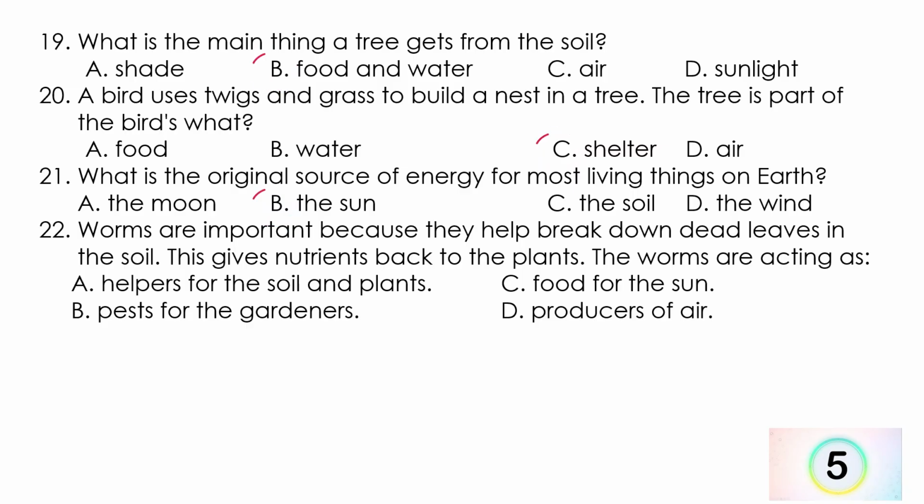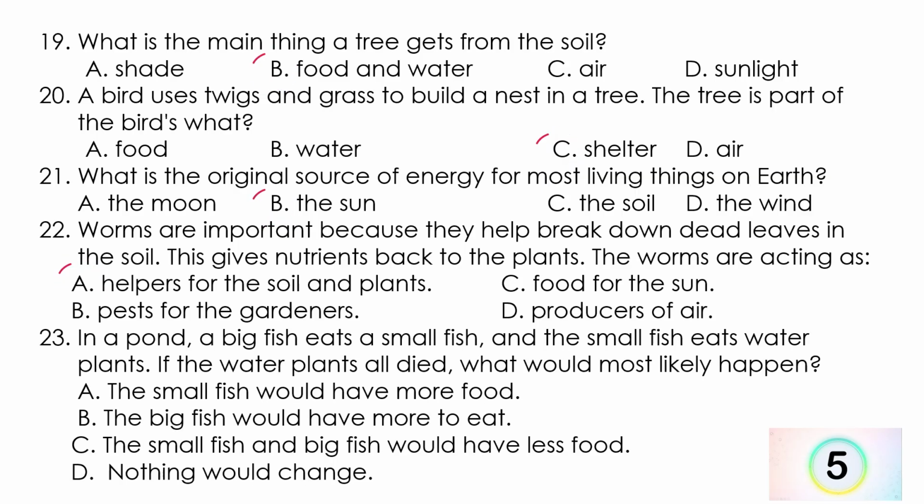22. Worms are important because they help break down dead leaves in the soil. This gives nutrients back to the plant. The worms are acting as A, helpers for the soil and plant. B, pests for the gardeners. C, food for the sun. D, producers of air. Answer is A, helpers for the soil and plants.